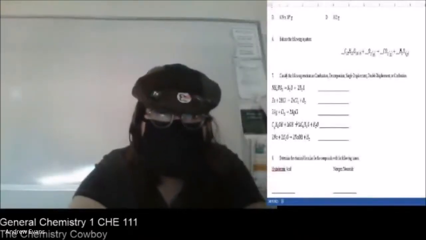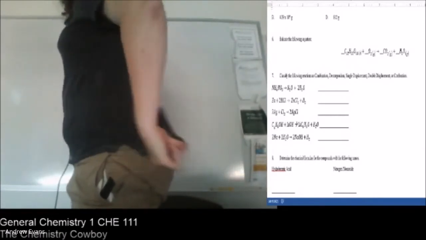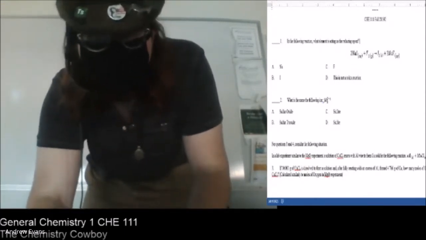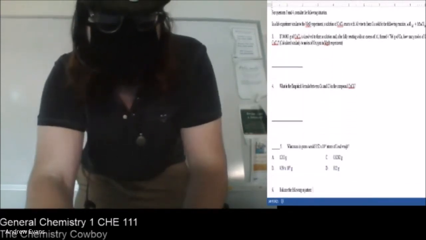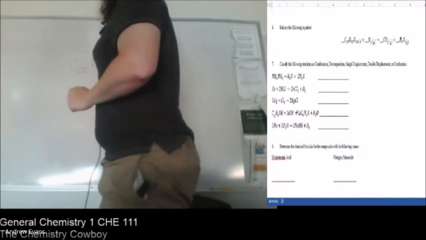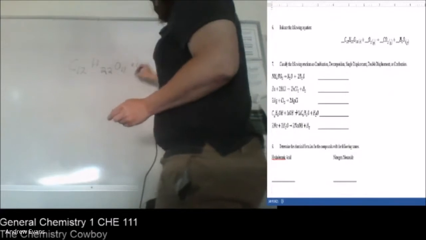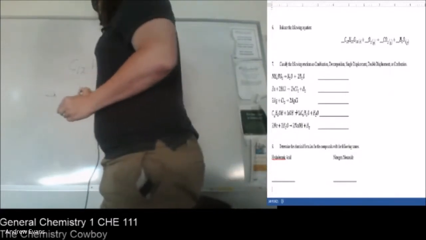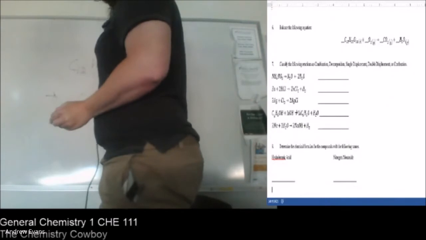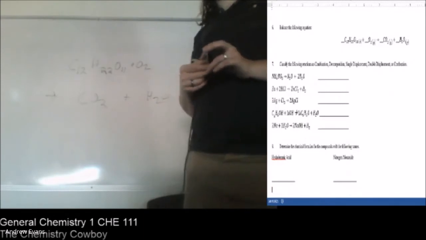So, working this on the board. C12H22O11 plus O2 goes to some amount of CO2 and some amount of H2O. All combustion reactions between carbon, hydrogen, and oxygen will yield these products.